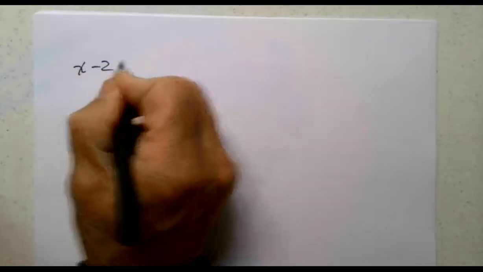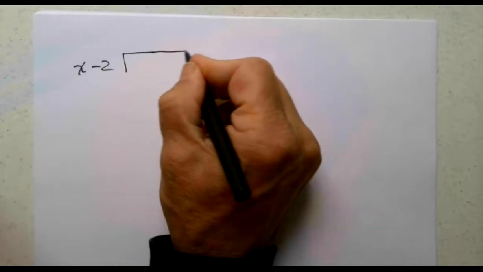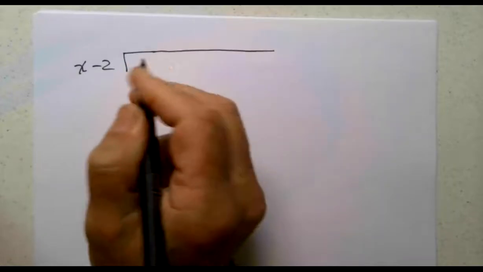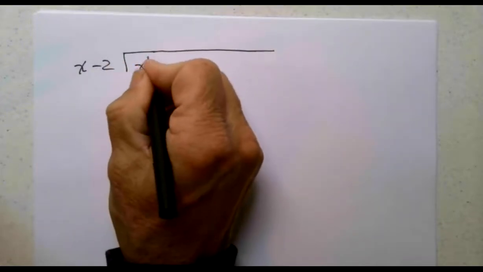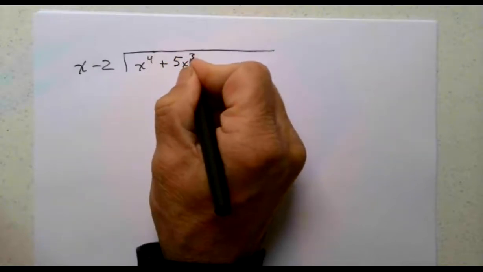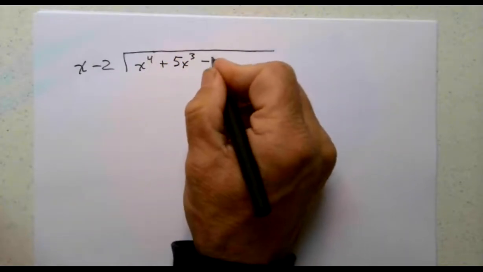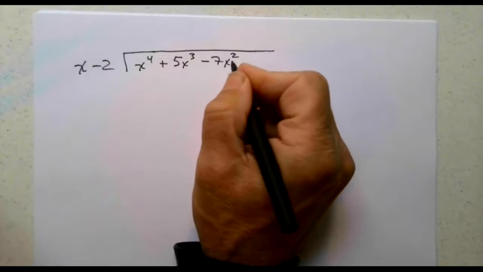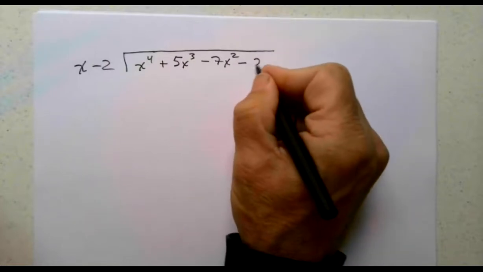Another way to do this is to do polynomial long division. So we take the x minus 2 and we actually divide it into all of this, x to the fourth plus 5x cubed minus 7x squared minus 29x plus 30.